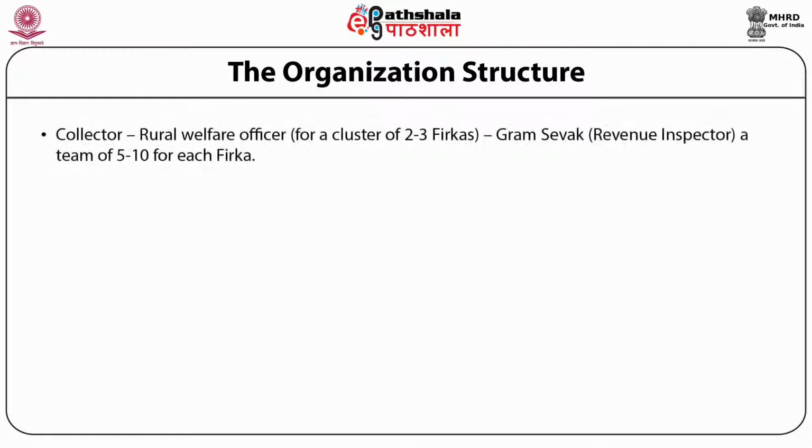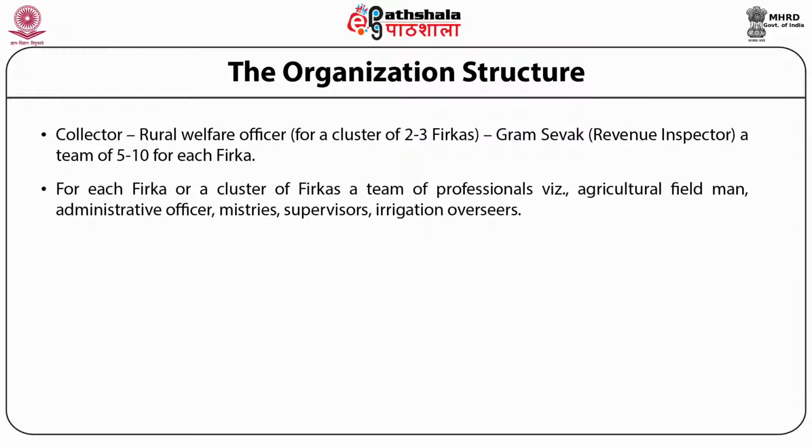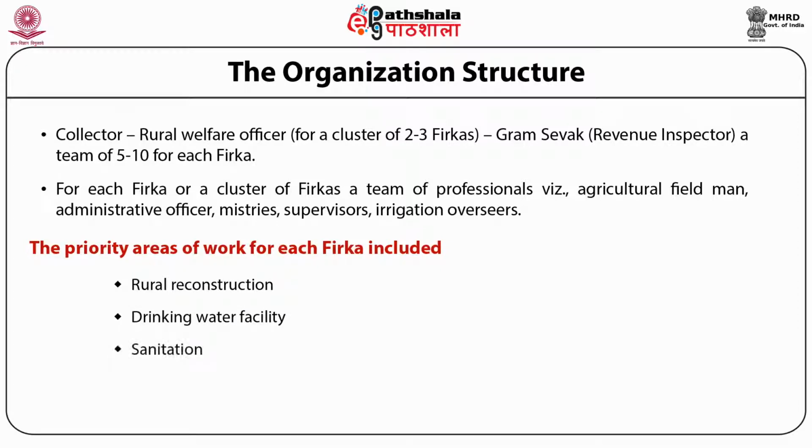The organization structure of the Firka Development Scheme included at the top the collector, a rural welfare officer for a cluster of 2 to 3 Firkas, and a Gram Sevak or a revenue inspector for a group of 5 to 10 Firkas. For each Firka or cluster of Firkas, a team of professionals, namely agricultural fieldmen, administrative officer, mistris, supervisors and irrigation overseers, were appointed to take up the long-term as well as short-term activities planned under the Firka Development Scheme. The priority areas of work for each Firka included rural reconstruction, drinking water facility, sanitation, agriculture, khadi and other village industries.